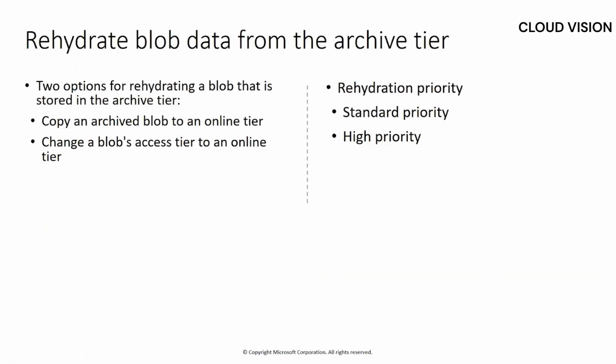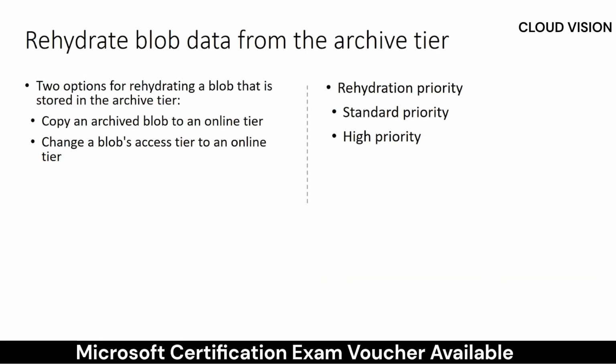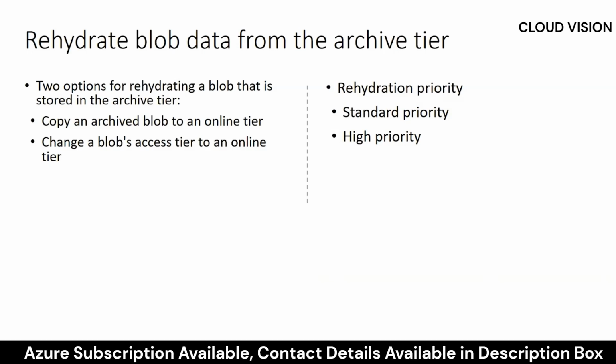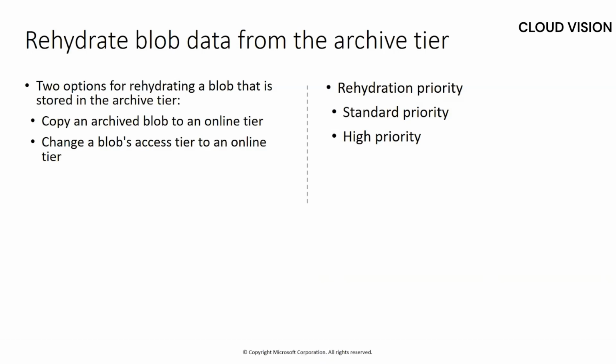I told you about rehydration. So when you want to bring the data back from archive tier, there are two ways. One, you can simply clone it. You can make a copy of that file and bring it into the hot tier with a different name. So it is a totally new file. It has nothing to do with the existing file in the archive folder. It is just making a copy of it and bringing it back in the hot tier.